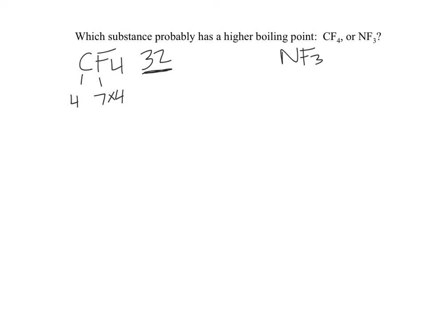NF3 will do. Okay, so there's 5 from nitrogen, and then there's 7 in fluorine, but there are times 3, so 21 plus 5, your budget is 26. So your Lewis structure must match that budget.